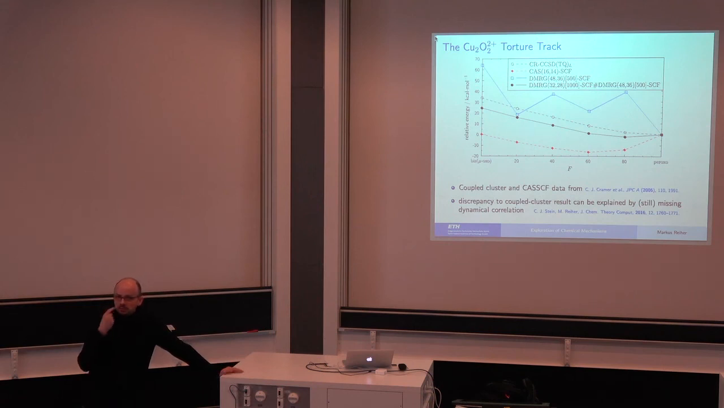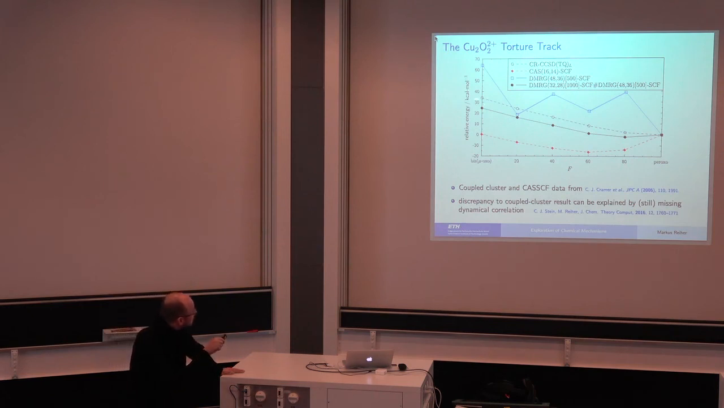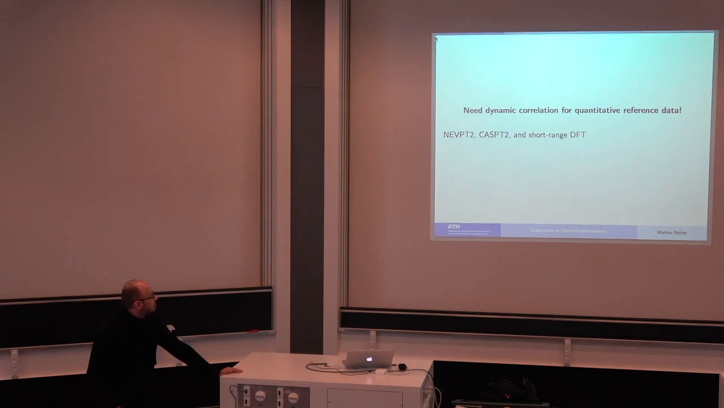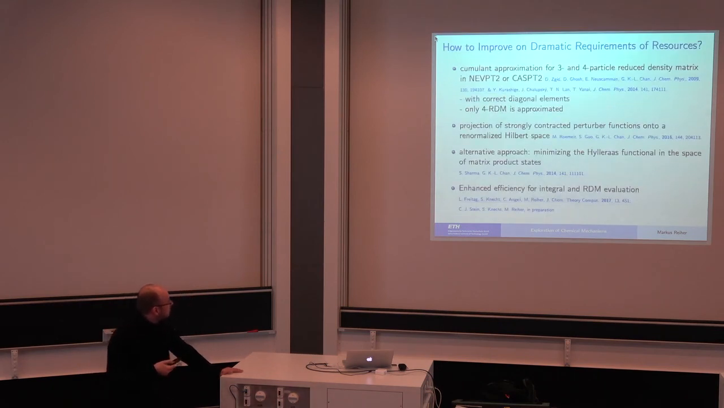It does not match the reference, and why is that? Because we still lack dynamic correlation. We have thrown away a couple of orbitals, which we shouldn't have done. So we have a proper behavior of the curve and still a deviation which is due to dynamic correlation. How do we get the dynamic correlation? Well, there are various methods. One is multi-reference perturbation theory, but another one which looks promising is called short-range DFT, and that will be my last example. Let's first look into the multi-reference perturbation theory.